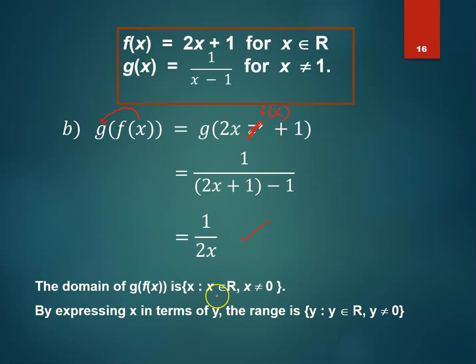Again, the domain will be all the real numbers except x equal to 0, because when x equal to 0, again you will have 1 over 0, which makes the composite function undefined. And again, for the range, range is y value, domain is x values. So you just interchange it, tukarkan dia, and you get a similar answer but in terms of y.